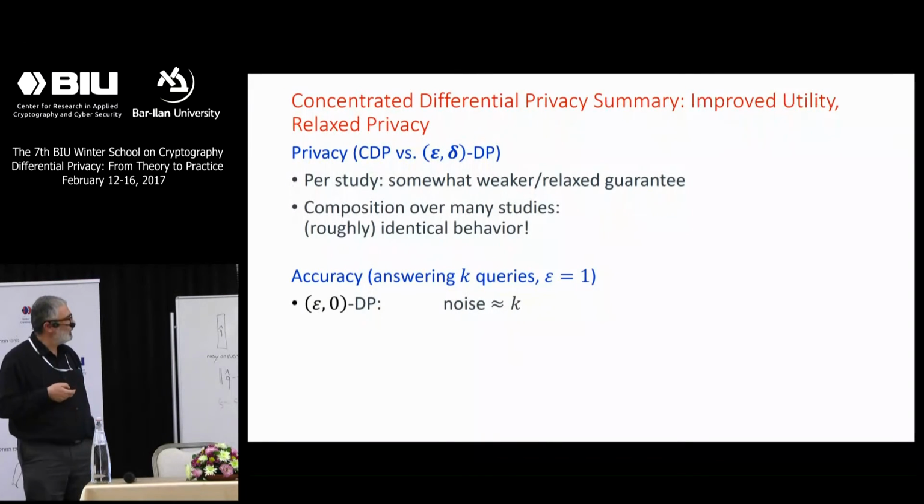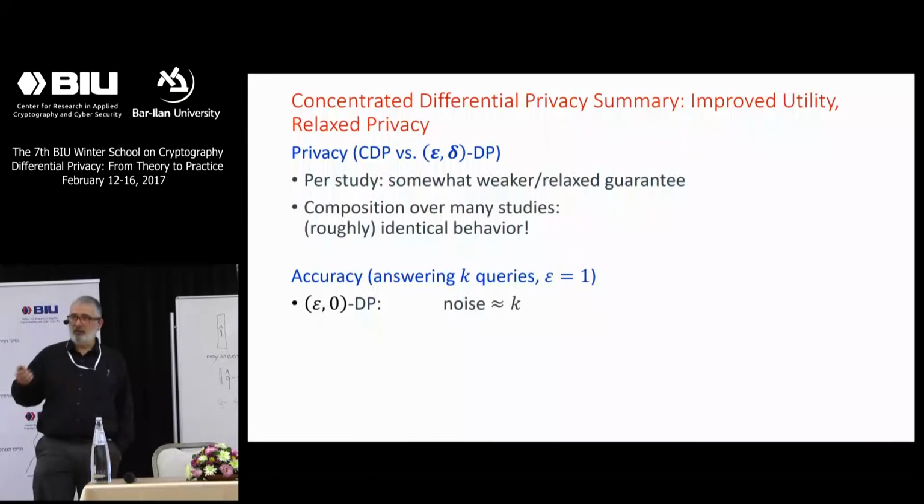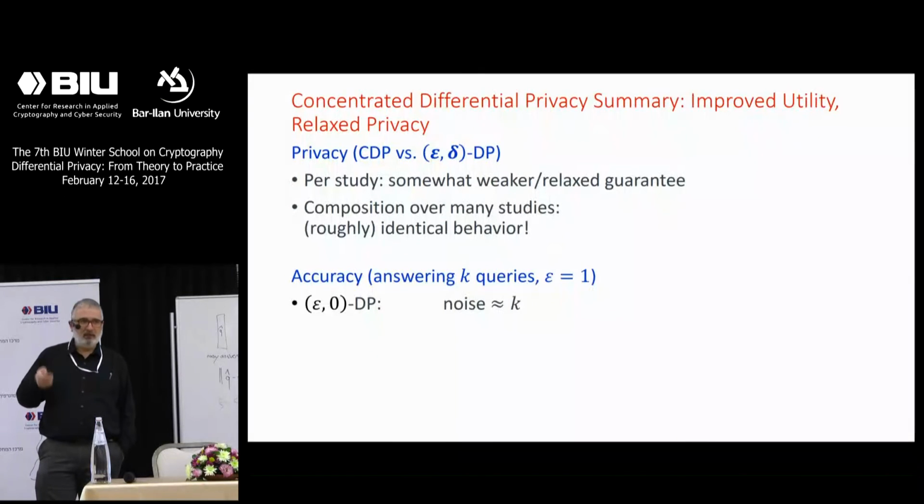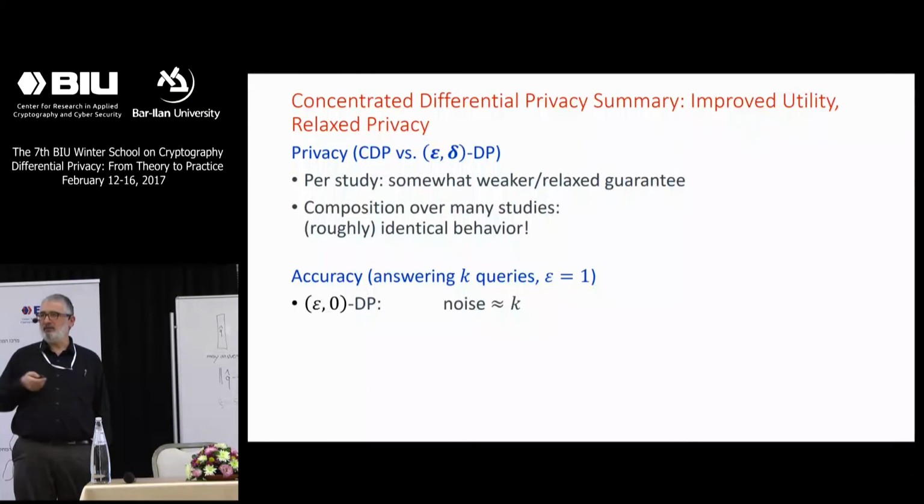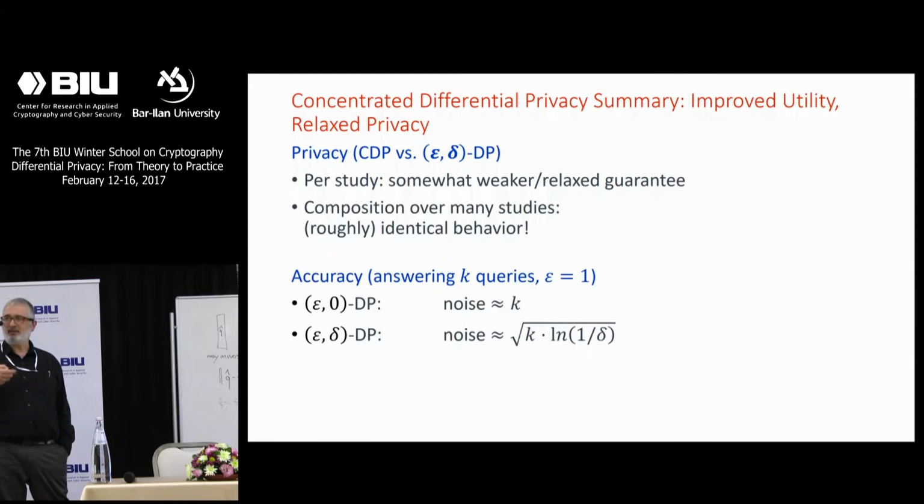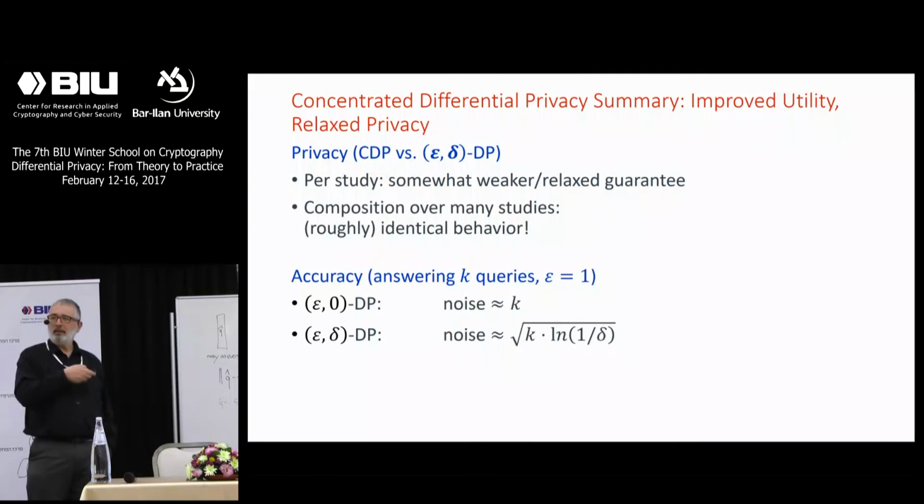Let's compare benefits in accuracy. So suppose we answer k sum queries with epsilon 0 differential privacy. There we only have the basic composition theorem. We insist on delta being 0. So the privacy parameter adds up linearly, so we get noise that is linear in the number of queries that we ask. With epsilon delta differential privacy, we improve that to something that goes like root k instead of k, but there is this factor that depends on the delta parameter.